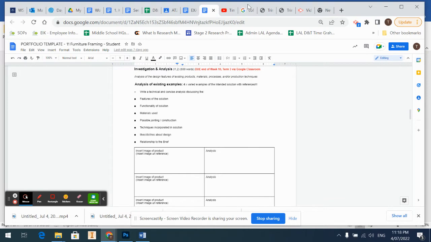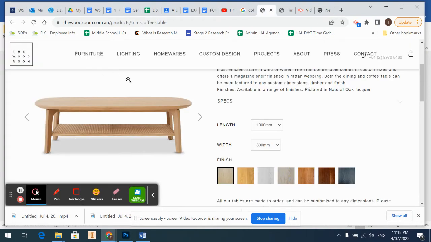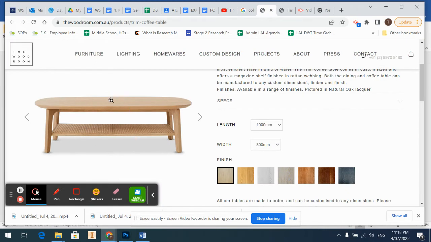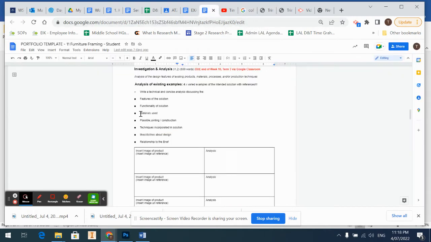Okay, and then what else we got? Functions. So we're looking at the functions here. It's a coffee table, it says here. So it has to be strong enough to hold things on it. Has a lower shelf, so obviously it's got some storage. And there may be other things on the ones you're looking at. So you're just telling me what it does. Materials.